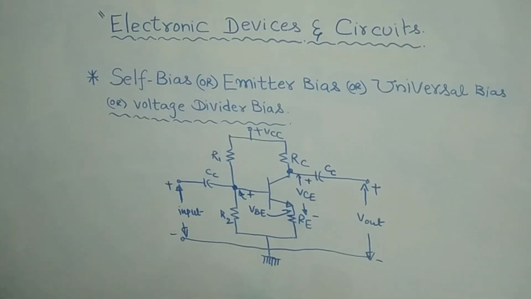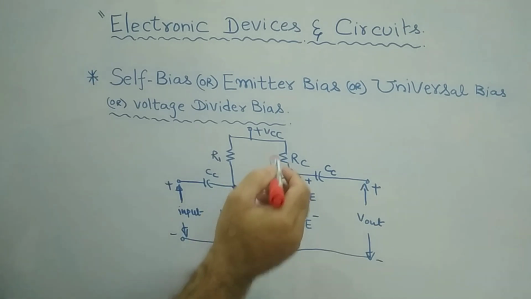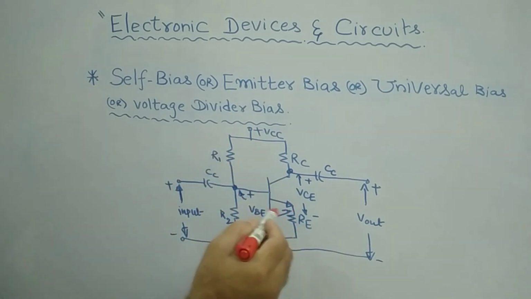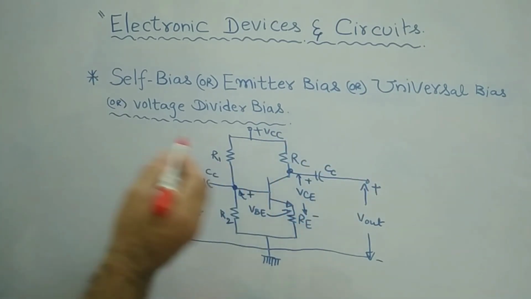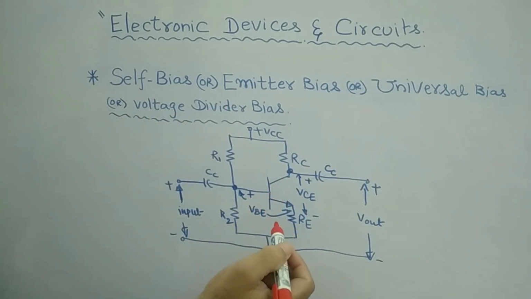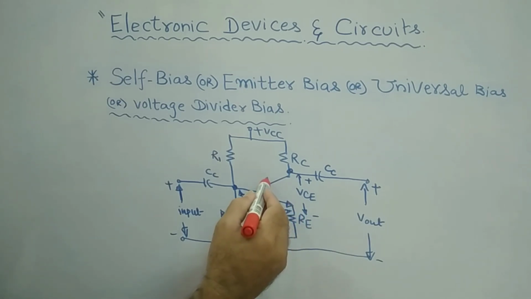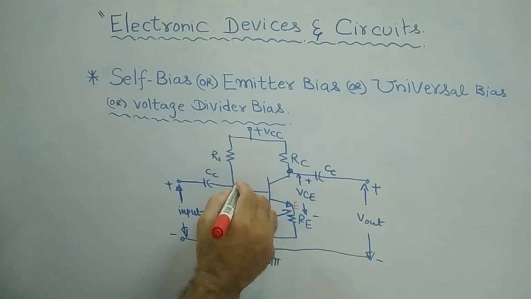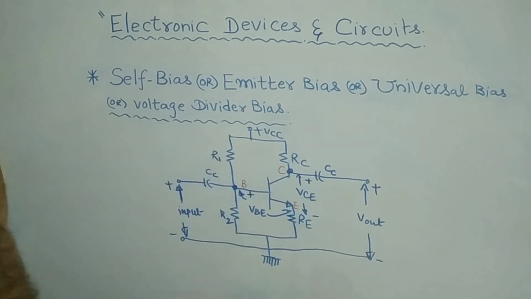So let us see the circuit diagram of a self-bias configuration of a transistor. This is the circuit diagram of a transistor configured in self-bias, which is also called emitter bias, universal bias and voltage divider bias. So this is the transistor. This is the emitter terminal, and this is the base. As you already know, this is the collector terminal.